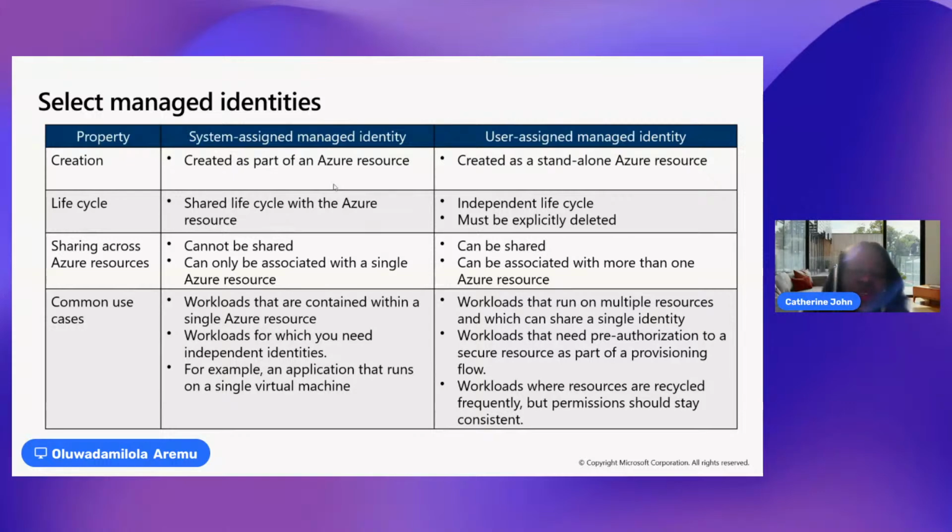The access you give to your virtual machine, you can't say that access should be used by an AKS. An AKS access is inbuilt. So an AKS access cannot be used by a virtual machine. So this is what they are trying to say. It can only be associated with that single resource. The resource you have, it can only be associated with that.